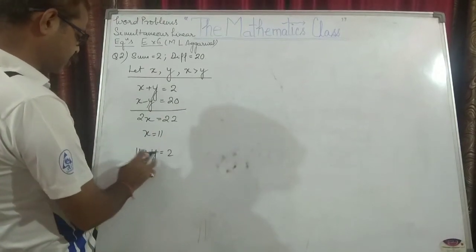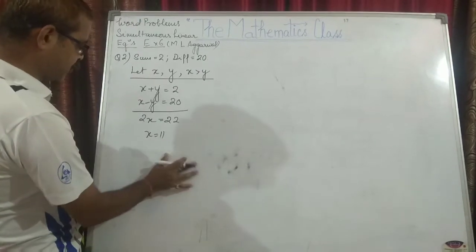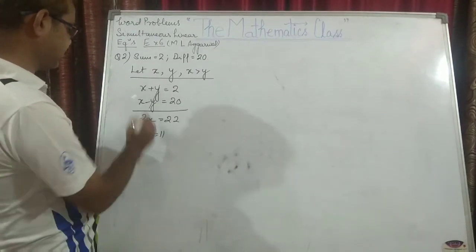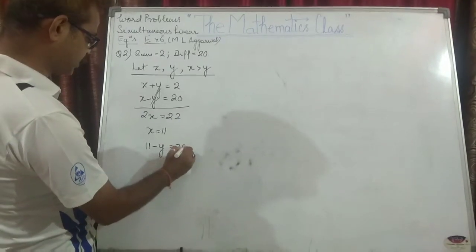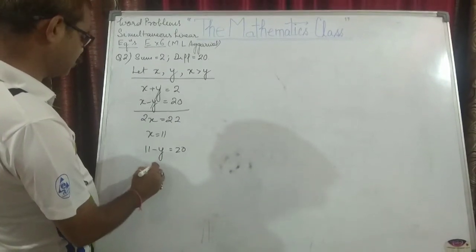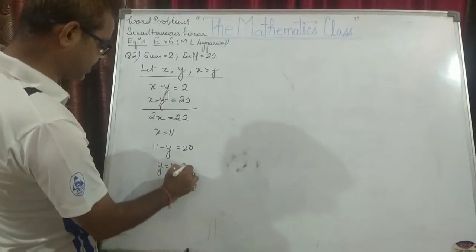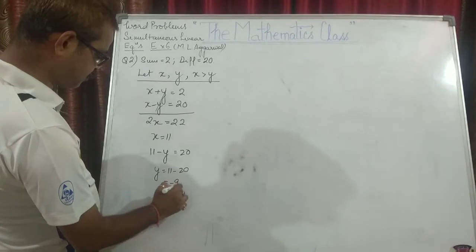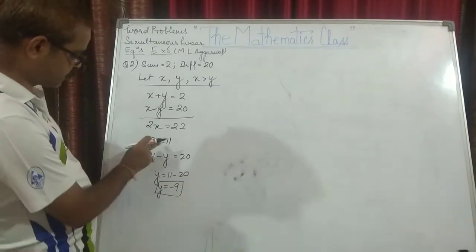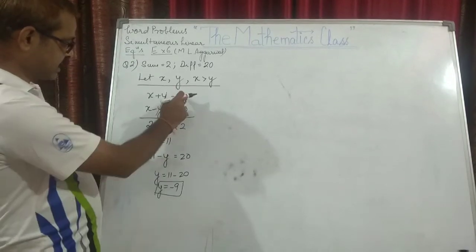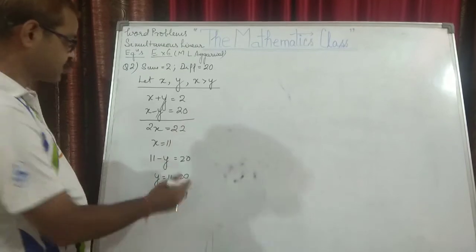That way also. Put x as 11 in this equation, so 11 minus y is equal to 20. So y will be 11 minus 20, which is equal to minus 9. y is equal to minus 9. So 11 minus 9 is 2.